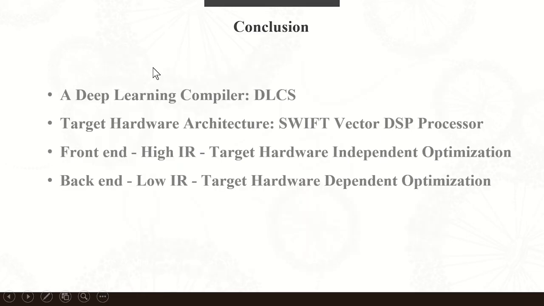I present the design of DLCS for the Swift vector DSP processors. DLCS lowers the deep learning models to intermediate representations of two levels and realizes the target hardware independent optimization and the target hardware dependent optimizations, so that the performance of the model finally deployed on the Swift vector DSP processor is far superior to that of hand optimizations.